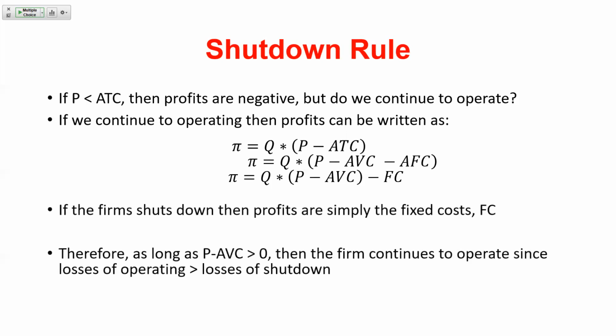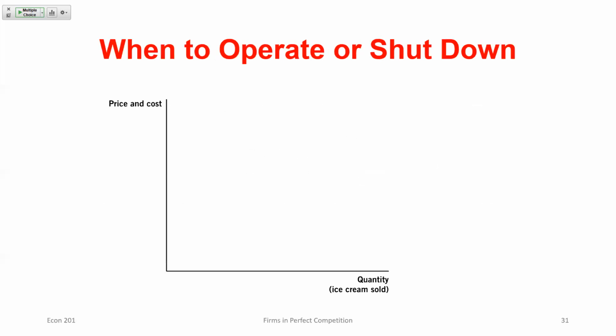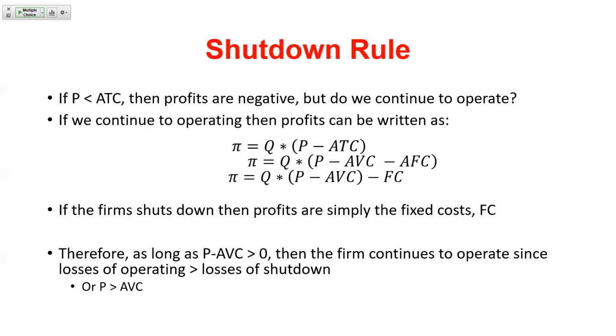So our main shutdown decision becomes, as long as price is above average variable costs, we will continue to remain open in the short run because we're minimizing our losses. As soon as price falls below average variable costs, well, that's when we're going to shut down. So if the price stays above average variable, we remain open in the short run and minimize our losses.